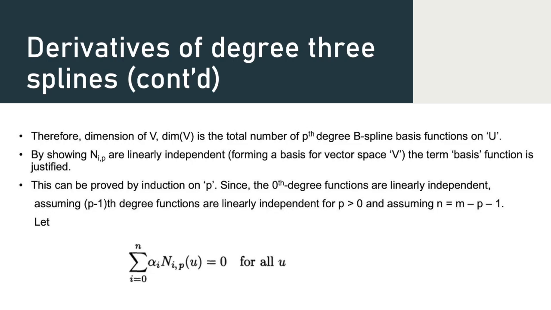By showing N i,p are linearly independent, the term basis function is justified. This can be proved by induction on p. Since the 0th degree functions are linearly independent, assume the (p minus 1)th degree functions are linearly independent for p greater than 0, and n equal to m minus p minus 1, where the sum over i equal to 0 to n of alpha_i times N i,p of u equals 0 for all u.